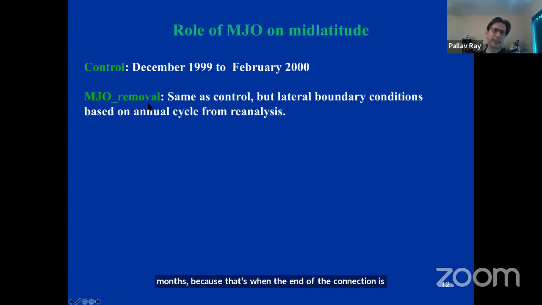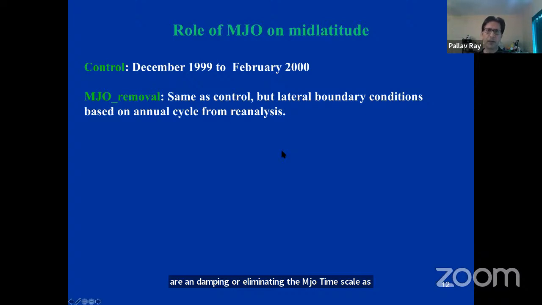And another experiment, I'm calling it MJO removal, which is the same as control, but the lateral boundary conditions are based on the annual cycle from the ERA-Interim, which basically means that we are damping or eliminating the MJO timescale as well as higher frequency events.